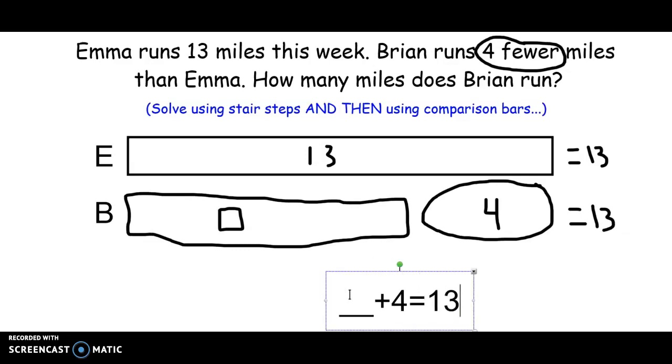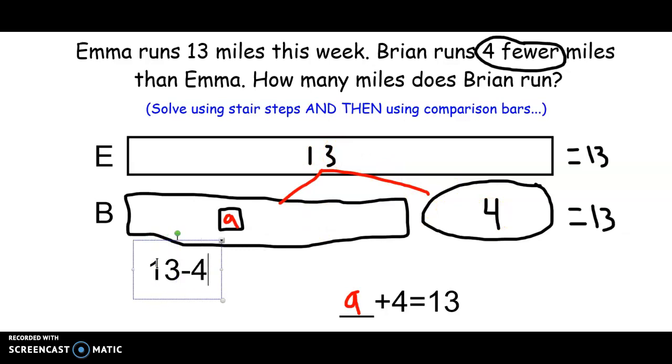Can you grab the 4 in your hand and get up to 13? 4, 5, 6, 7, 8, 9, 10, 11, 12, 13. Check your fingers. What do you see? Yep, it's 9. And that makes sense, right? Because he ran 4 fewer. You could also think to yourself of this as a math mountain. We know the total. What's the missing partner? One more way you could do it, you could do 13 take away 4 because we know that it's fewer, right? 13 take away 4 equals 9. There's so many ways to do it, friends.